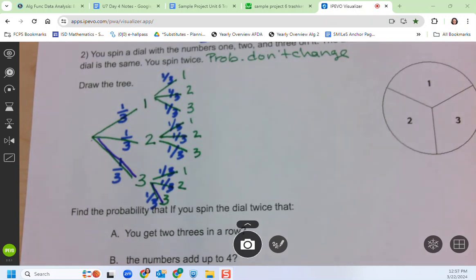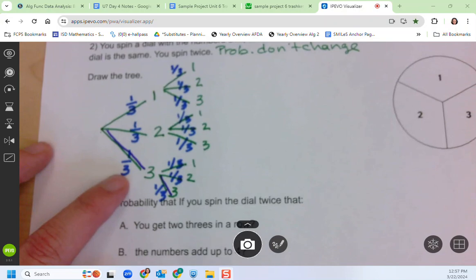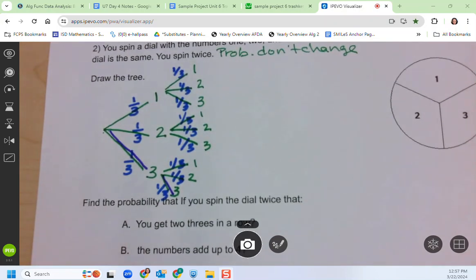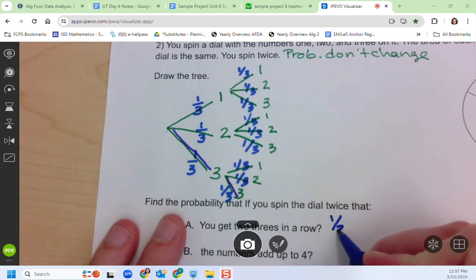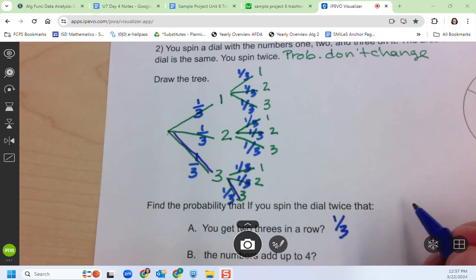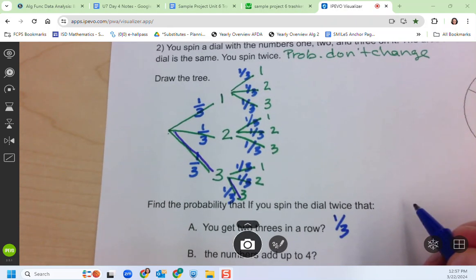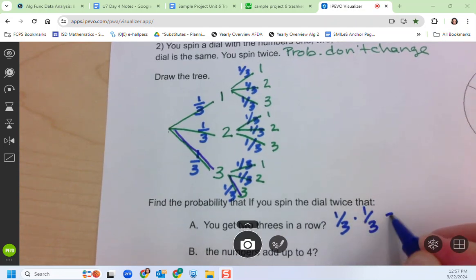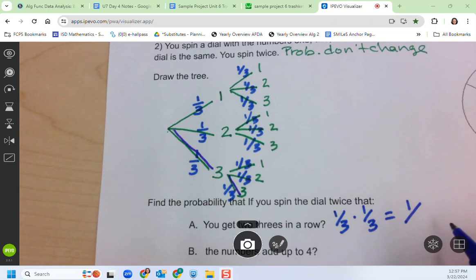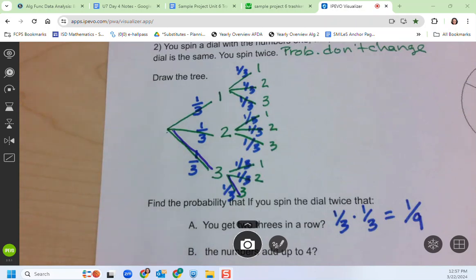The probability of getting a 3 is 1/3, right? 1/3. What's the probability of getting another 3 after that? Still 1/3, yeah. So when I multiply them, I'm going to get 1 out of what? 1 out of 9. Very good. So I only have a 1 in 9 chance of getting 2 3s in a row.